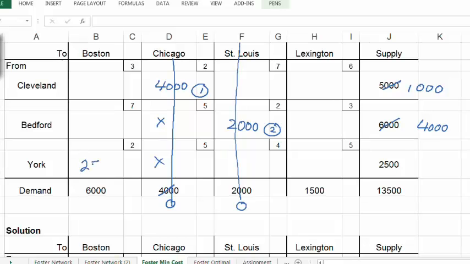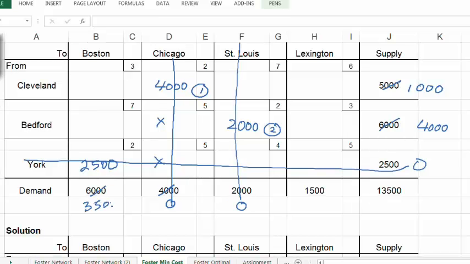$2,500, thank you. 2,500. Okay, so we're done with York. 0 supply here. And here is going to be 3,500. Okay, and then let's see. So that was number 3.